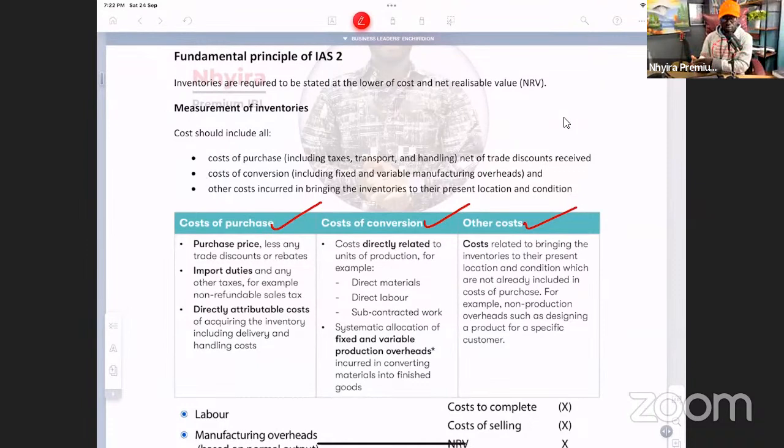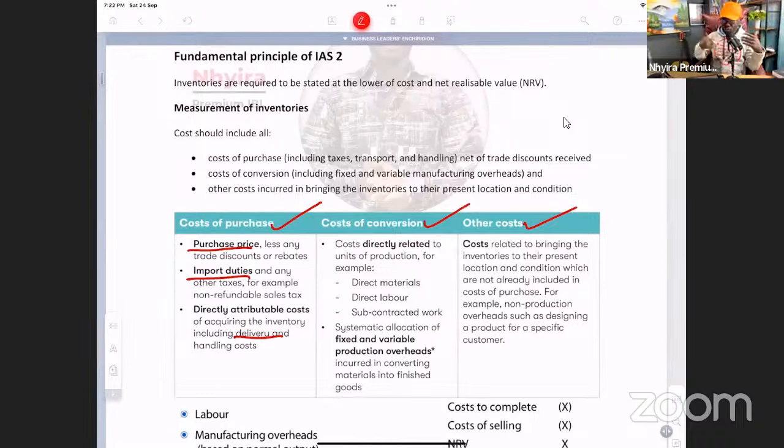That is the purchase price, how much we spend to actually acquire the raw materials. Any import duties we pay will be brought in. Then any delivery cost that we pay will also be brought in to arrive at the initial cost of the inventories. But then we are dealing with a factory or a manufacturing company, so the purchases of the inventory alone is not enough. There could be other conversion costs that we must understand.